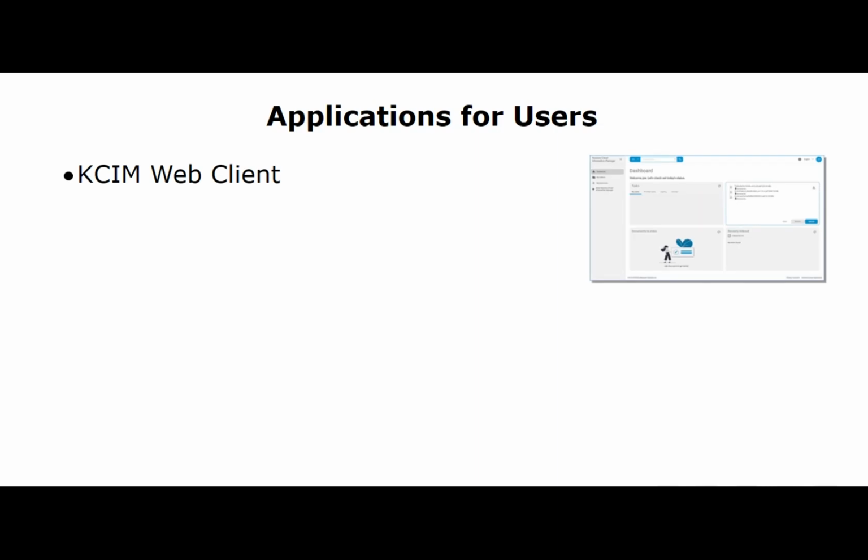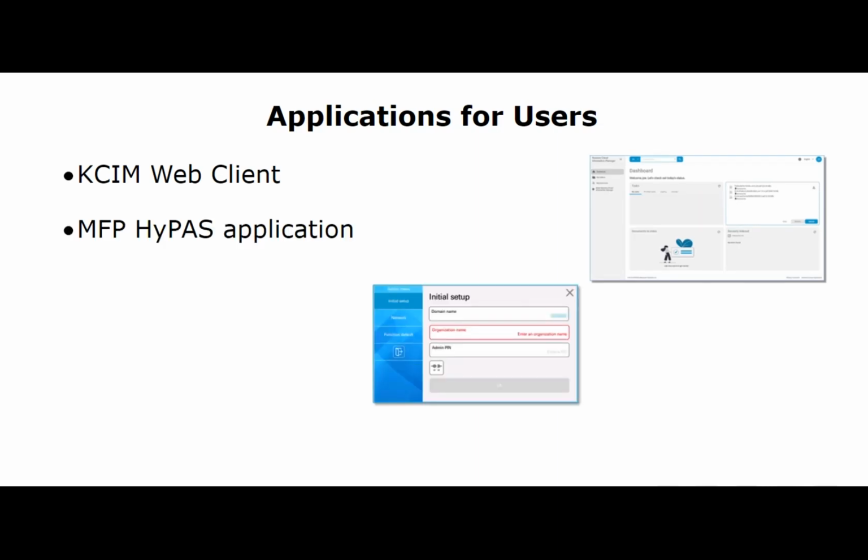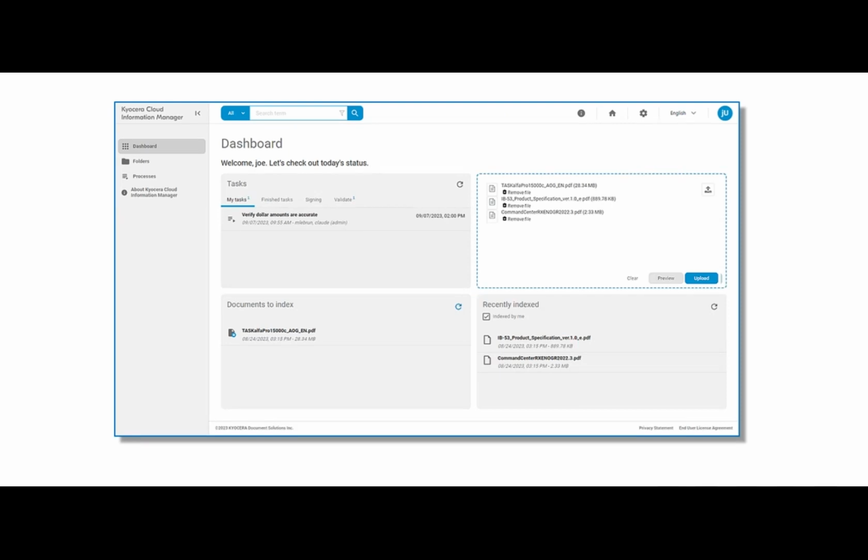Users have three options from which they can access KYOCERA Cloud Information Manager: a web-based client portal, the MFP Client High-Pass application, and a mobile application for phones and tablets. Our first application is the User Portal.